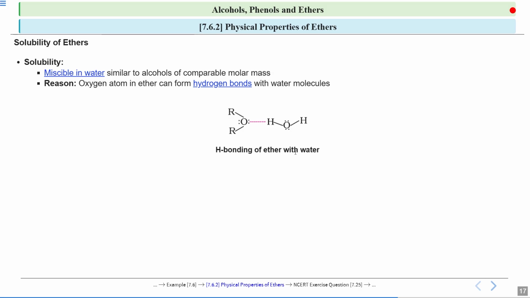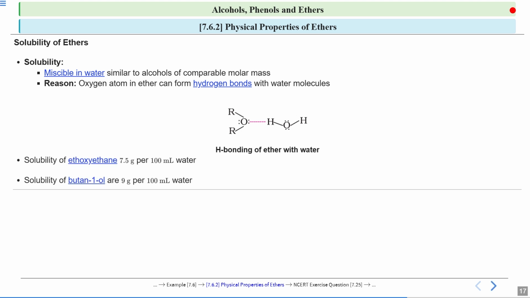Now if you look at this picture, this is your ether, that is ROR, and this is a water molecule, that is HOH. This red dotted line between the oxygen and the hydrogen of water represents the hydrogen bonding. So there is hydrogen bonding between the oxygen of ether and the hydrogen of water. This oxygen will have a slight negative charge and this hydrogen will have a positive charge, so there is an attraction between them. So ether forms hydrogen bonding with water, that is why it is miscible in water.